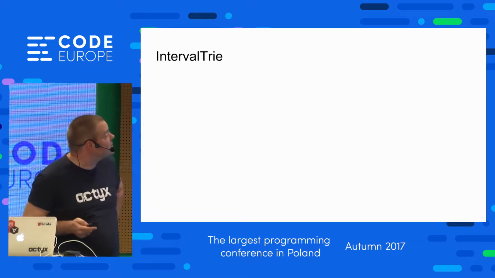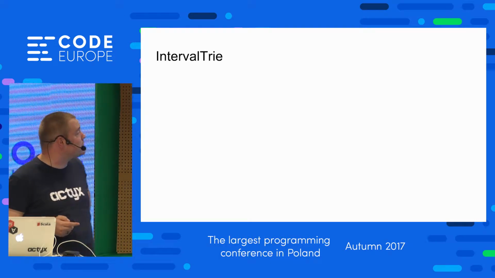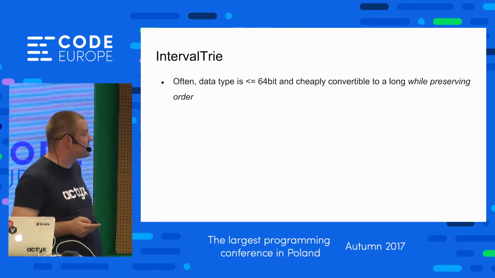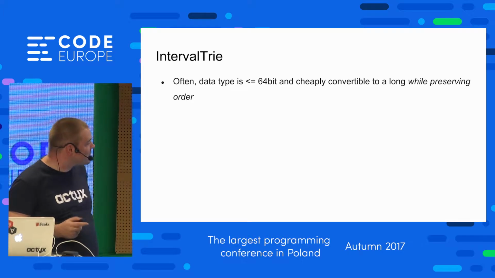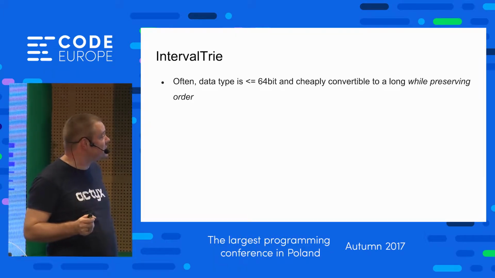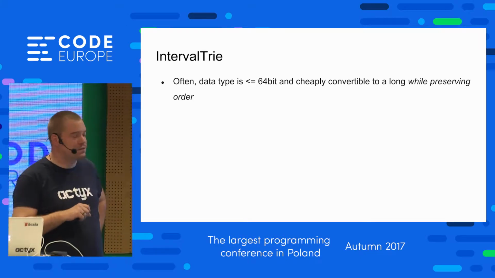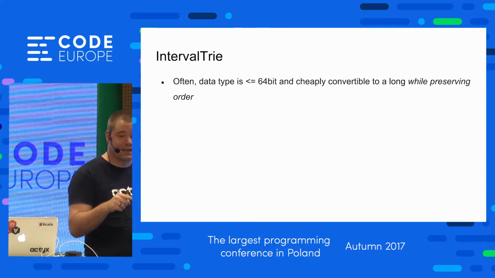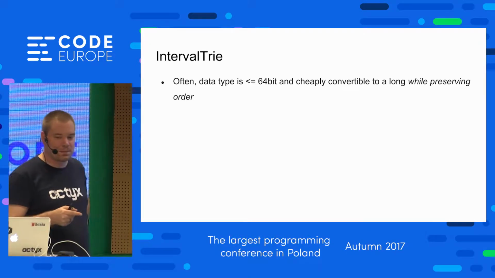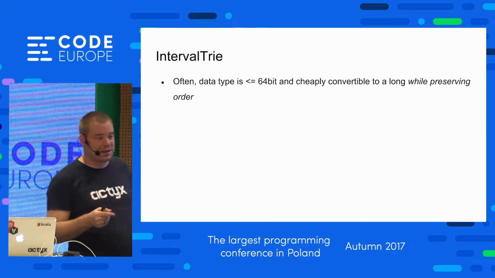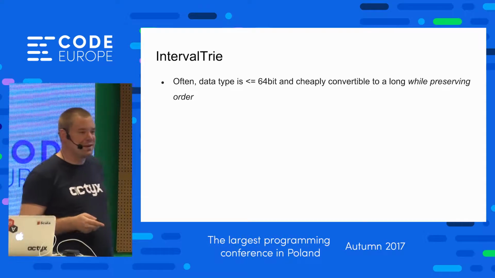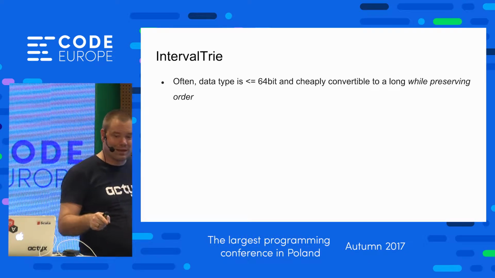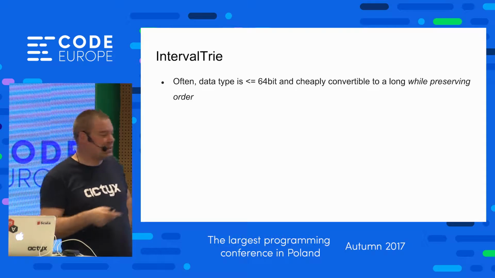The data structure that implements this tree is called interval trie. As I said, it works for 64-bit or less, with the additional limitation that you must be able to preserve order. You must be able to take this value and convert it into a 64-bit unsigned integer without changing the order. But this is possible for a double, except for not a number, which sucks anyway. So basically, you can convert a double to a long and back in basically zero time, and that's how this works.